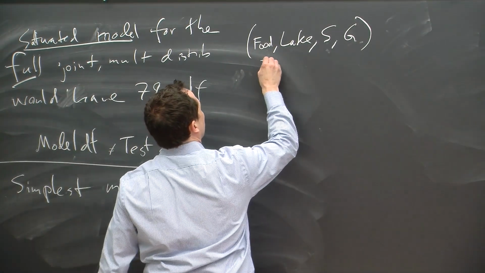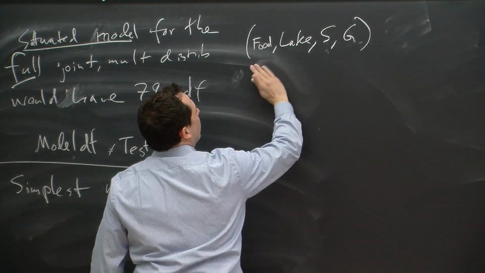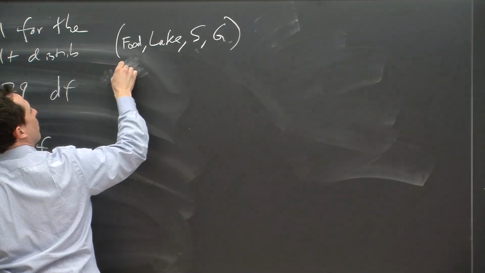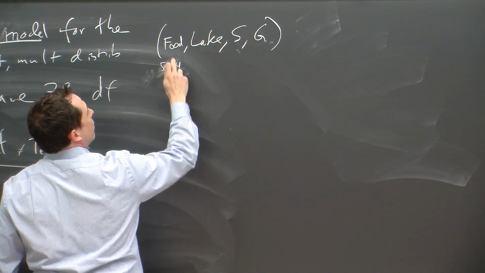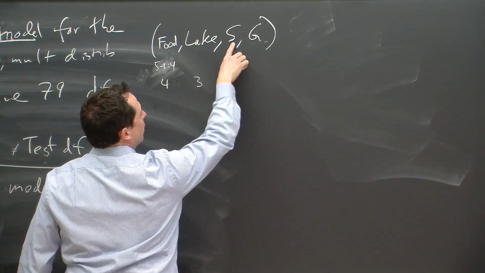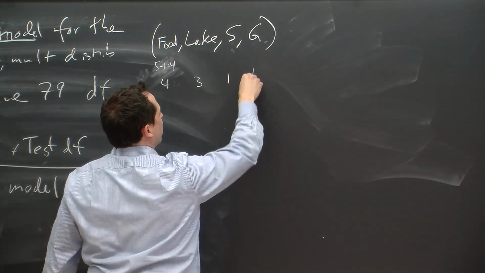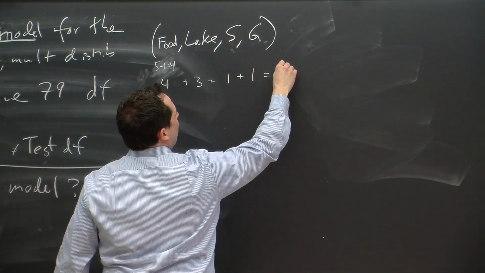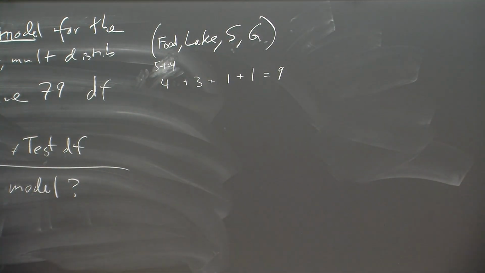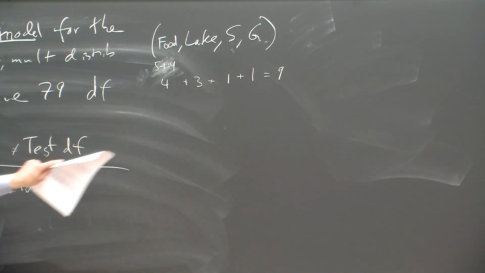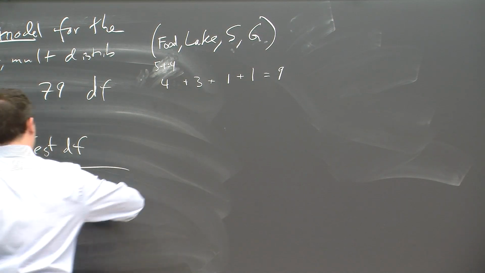Look at the parameters here. Okay, so this one has 4. 5 minus 1 equals 4, right? So there are 4 parameters for food. Similarly, for lake, there are 3. For size and gender, there is 1. So the independence joint model would have 9 degrees of freedom. Right? Do we use all these degrees of freedom in the simplest model for logistic regression?